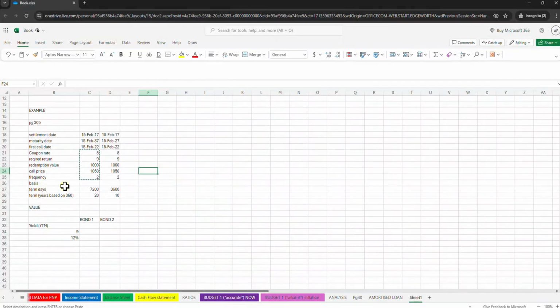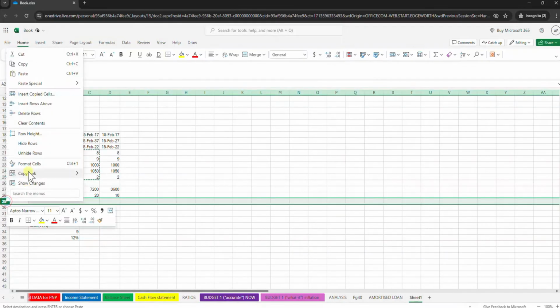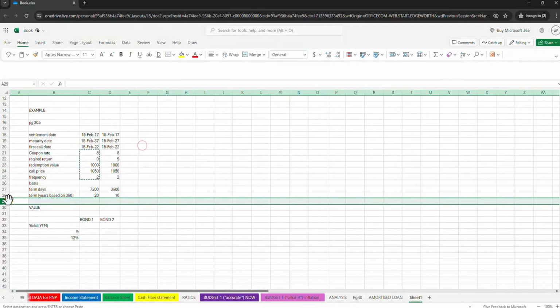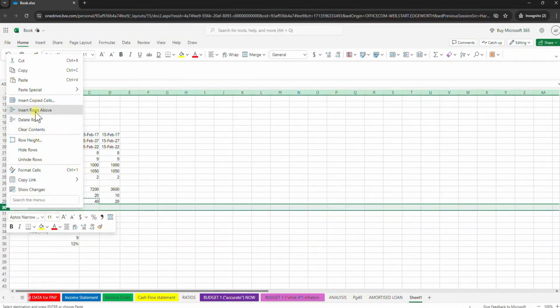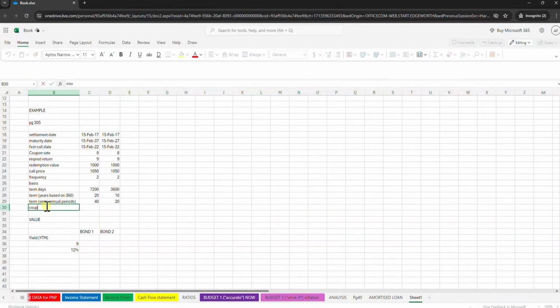We have bond frequency. Frequency is 2, so it's semi-annual. Okay, so we need term in semi-annual periods. If it's semi-annual, it'll be twice a year. So 20 times 2. All right. So then we have the N, we need the coupon as well. Let's add another line.